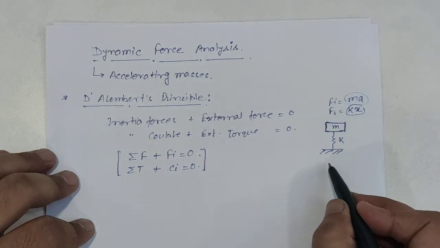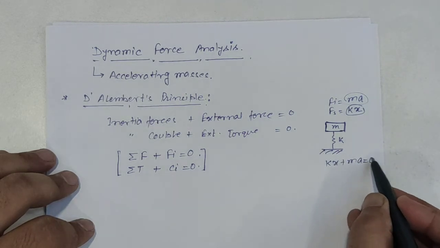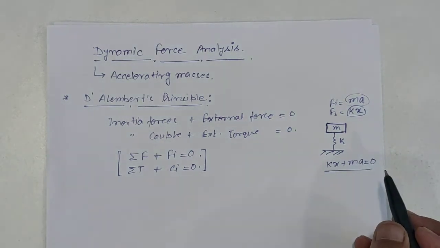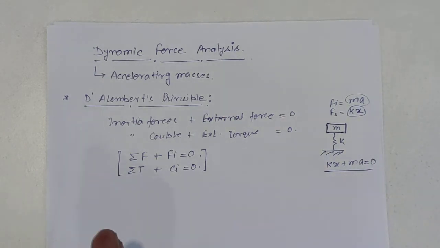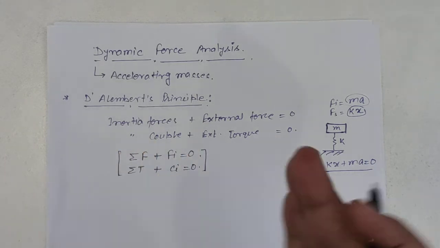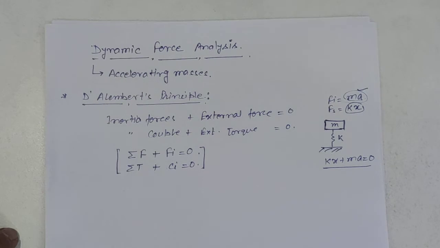If we add these two components, k into x plus m into a equals 0. So we can convert our dynamic system into a static equilibrium system by adding the inertial component, m into a. M into a is the inertial component.